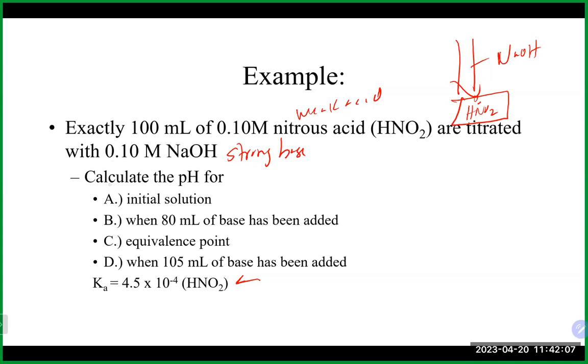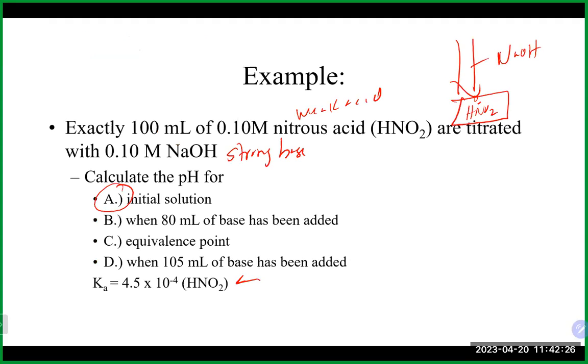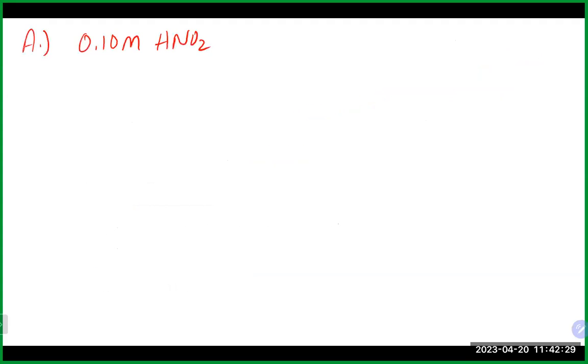So this is the type of titration we are doing, basically a weak acid strong base. Starting with the initial solution, before we added any sodium hydroxide, we would try to figure out what the pH is here. We basically have 0.1 molar nitrous acid, with a Ka value of 4.5 times 10 to the minus 4.